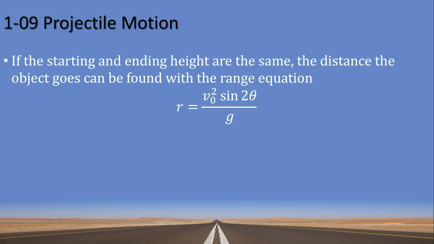If the starting and ending heights are the same, then we can use what's known as the range equation. R equals v0 squared sine 2 theta over g. These are all using the magnitudes, not the vector. So we don't use the pluses and minuses for direction. It's just the magnitudes of the velocity, and that's the total velocity, not a component. And the acceleration, the g, would be positive 9.8 for Earth.